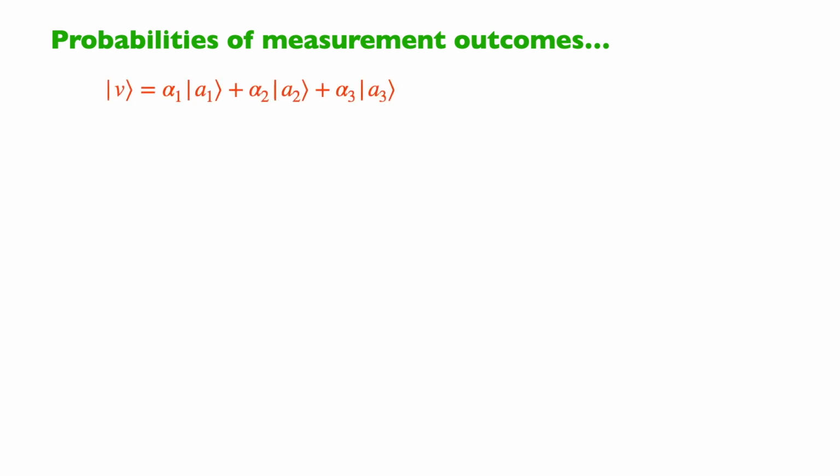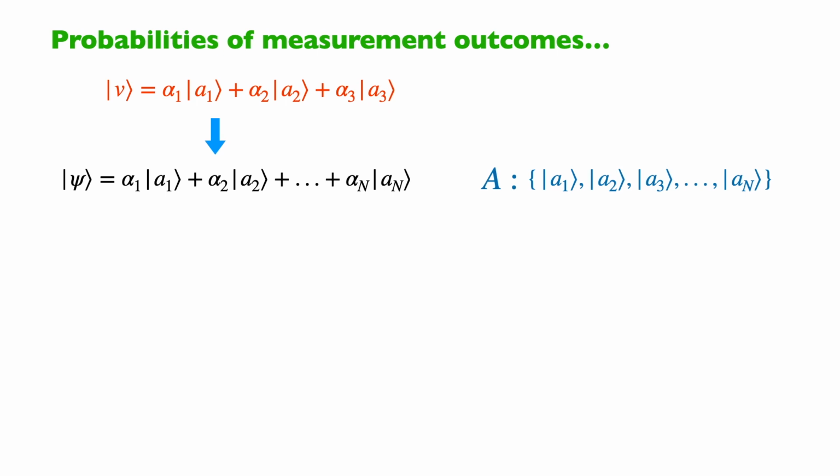Let's now talk about the probabilities of measurement outcomes. Instead of the previous example of a three-state system, we generalize our discussion to an n-state system in which all measurements yield only the maximum number of n outcomes. Psi is the state vector which now describes an n-state quantum system. It is expressed in a basis which corresponds to some observable A.